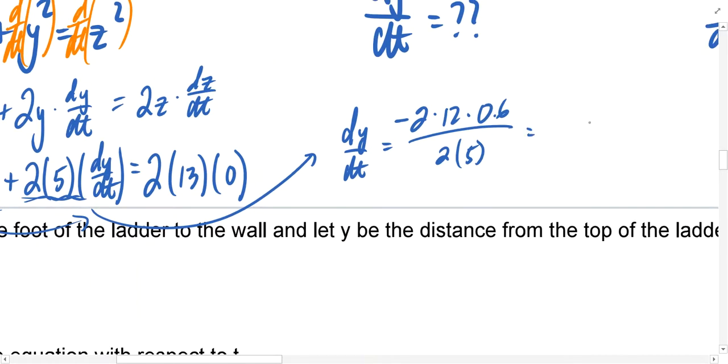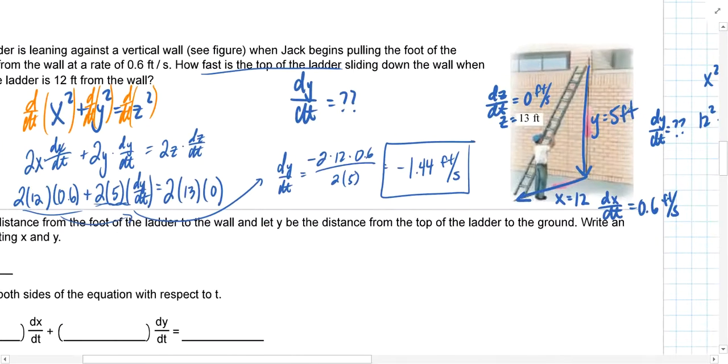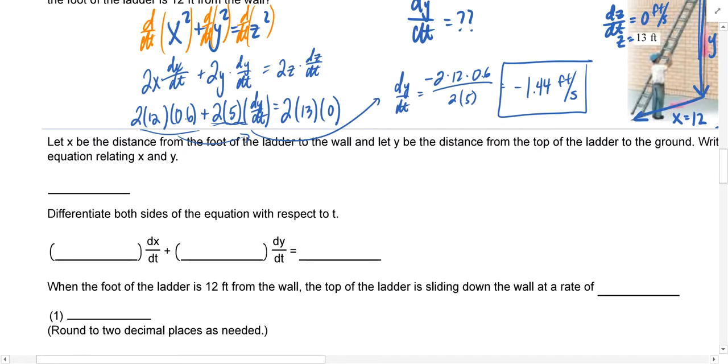And as I enter that in the calculator and calculate a result, I ended up with negative 1.44. We consider the units that are being used. We've got negative 1.4 feet per second. And that answer makes some sense to me because the top edge of this ladder is decreasing in height. So there the negative 1.4 feet per second is appropriate.